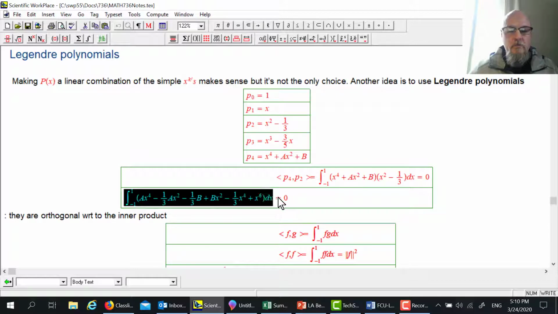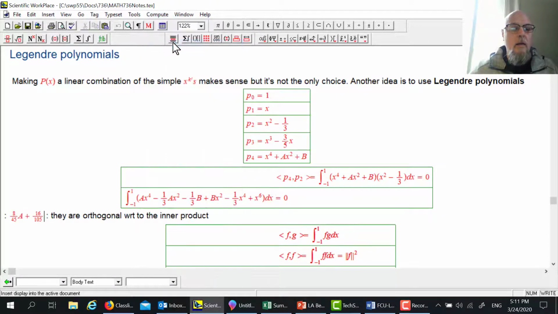Will Scientific Workplace just do this for me? It will. So the B things must have canceled out. Oh yeah, notice that. When I did that integration, this gives me an equation for, oh, I forgot the minus sign. Did I? No, I did not. That, now I know what A is. I can solve this for A.